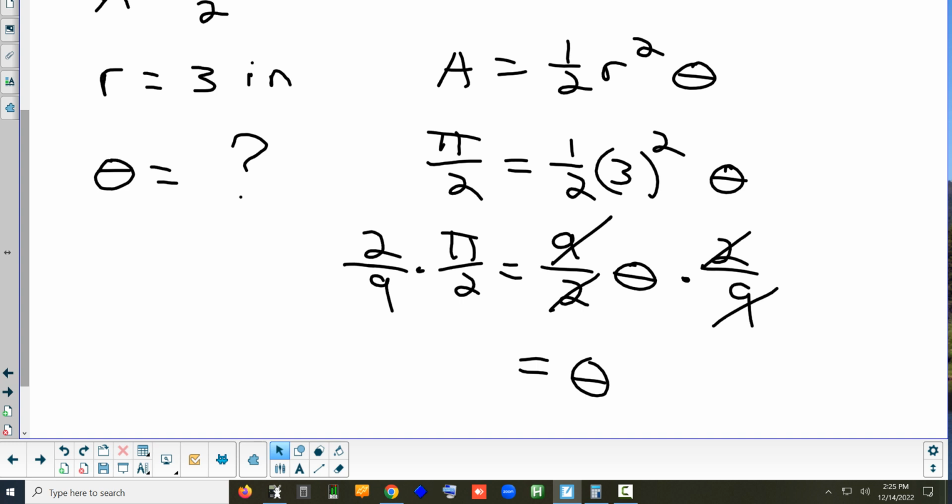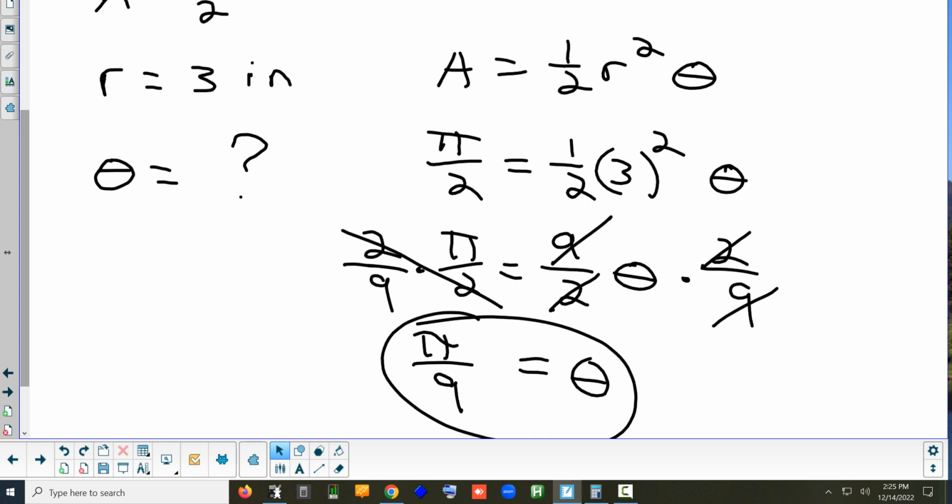And what do I get for an angle? Pi over 9, because the 2's are gone here too. And what's the label on that? Radians. Okay, so that's pi over 9 radians. All right. Any questions on that one?